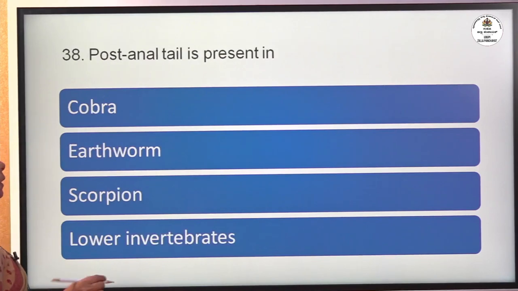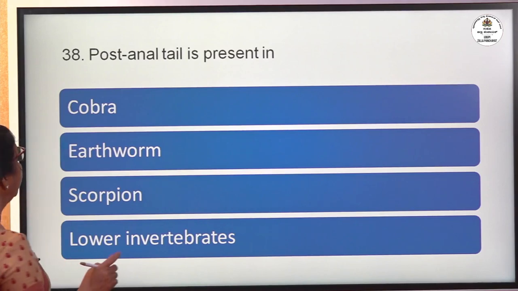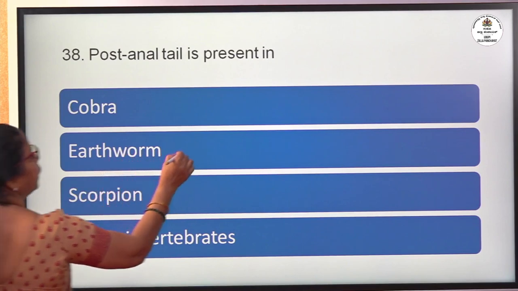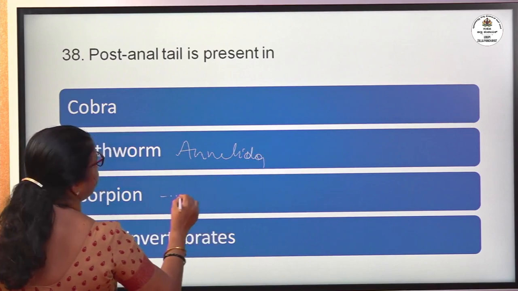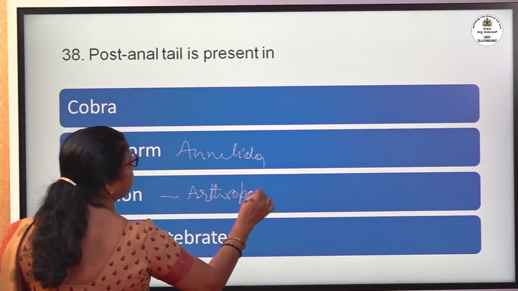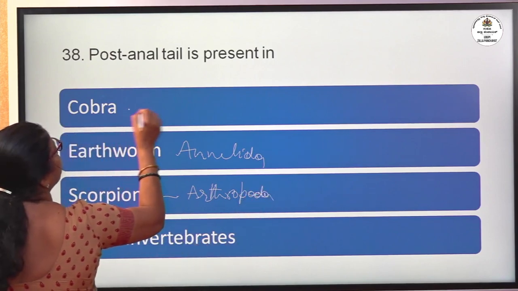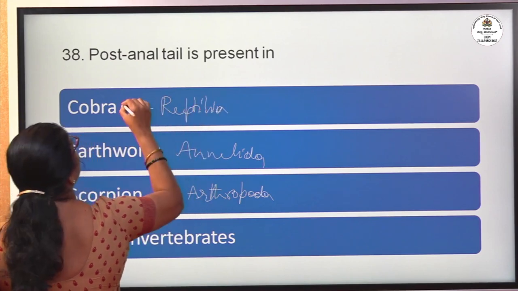Postanal tail. As I said earlier, the postanal tail is one of the characteristics of chordates. So, here also you have to find which is a chordate. The other three groups: earthworm comes under phylum Annelida, scorpion comes under phylum Arthropoda. So, cobra, which comes under class Reptilia, is the option.